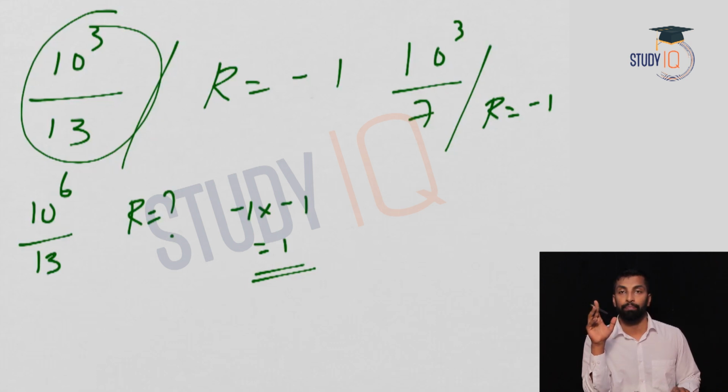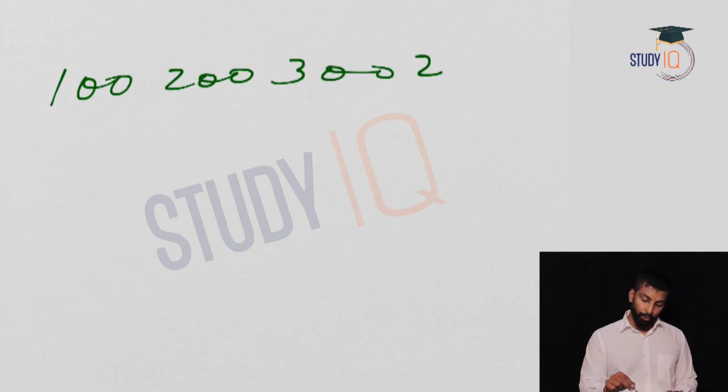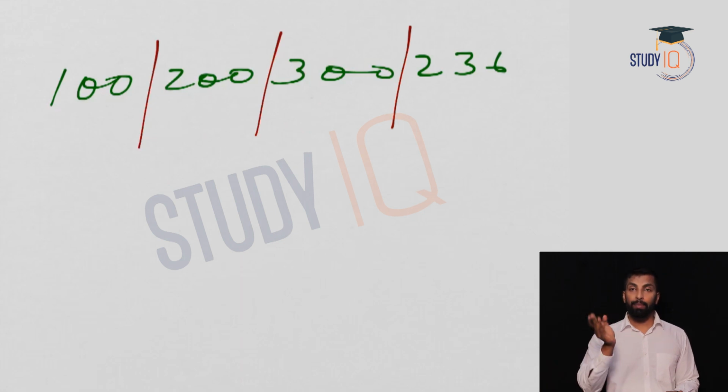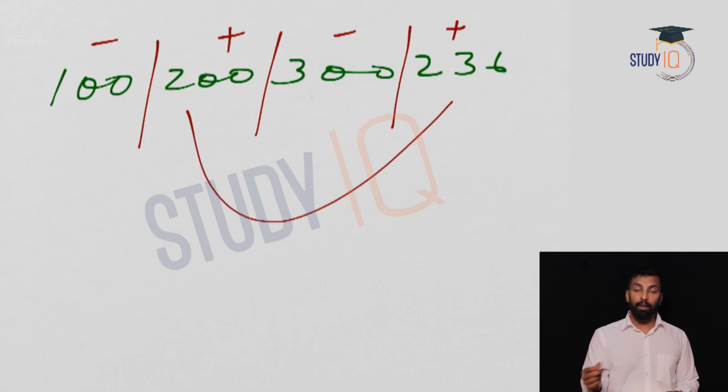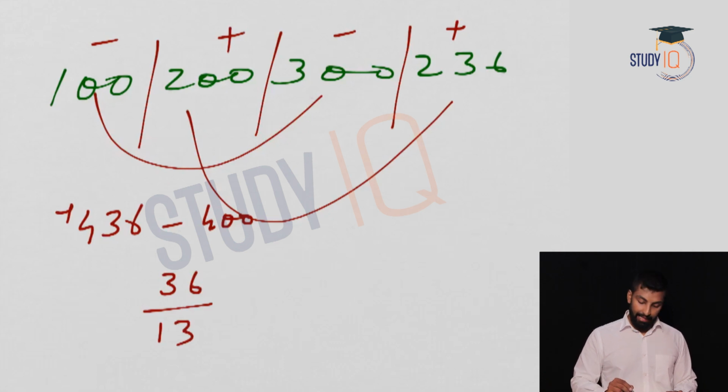Otherwise everything is the same. So let's take an example: 236. Now, how to find the answer? You group it into triplets from the rightmost side. Then you put plus minus signs alternately: plus, minus, plus, minus. Then you bring the groups with the same signs together. So 200 plus 236, you get 436, which is positive, minus 400. So what you got is actually 36. Now you can divide this 36 by 13 and see what is the remainder.